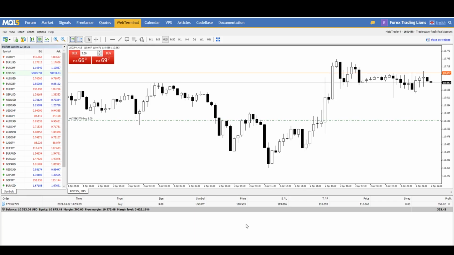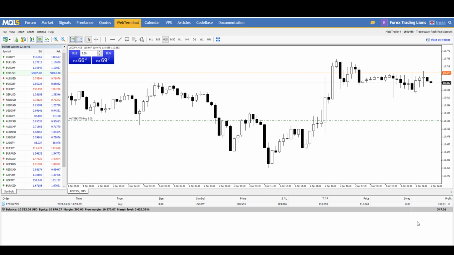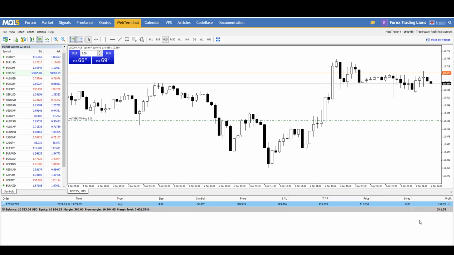So this is the USD Japanese yen trade on our MetaTrader 4 web trader. As you can see, we profited $350. Today's Friday, not much volatility, but I used the second strategy in this video to perform this trade, and as you can see, it is performing really well. So I'm just going to close this trade off now.